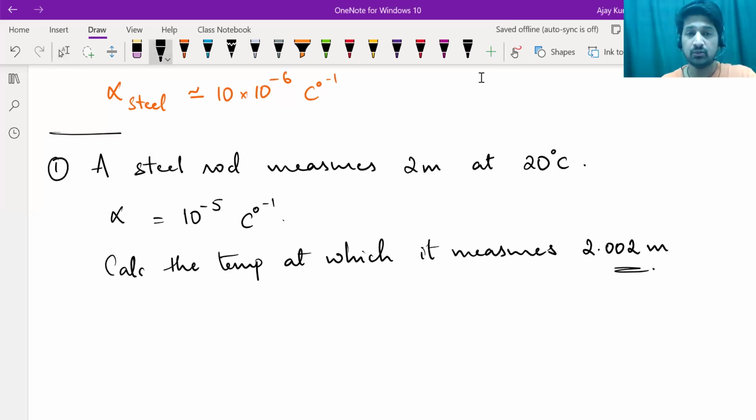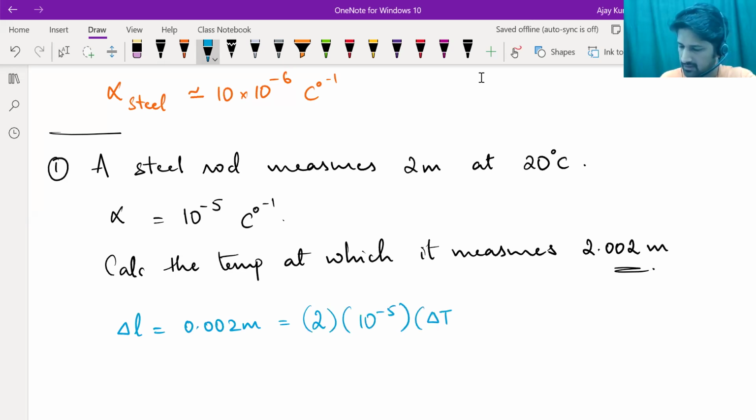We want the length to be 2.002 meters. Okay, at 20 degrees it is 2 meters, so it should expand by 2 millimeters. Fine. Now for it to expand by 2 millimeters, you can say that the change in length is 0.002 meters, and we know change in length is original length, 2, multiplied with alpha multiplied with delta T. I'm using the formula for thermal linear expansion directly.